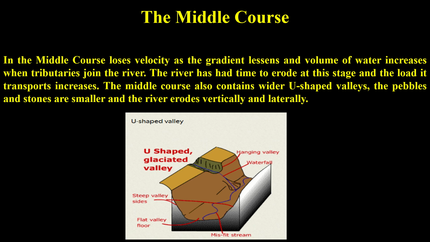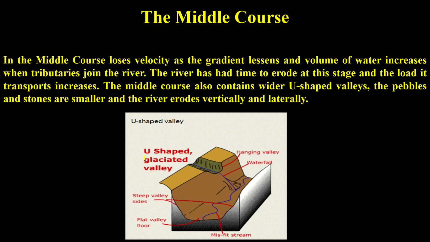The river has had time to erode at this stage and the load it transports increases. So here the load also increases. Initially you had a V-shaped valley. Now what do you have? You have a U-shaped valley. The middle course also contains wider U-shaped valleys.